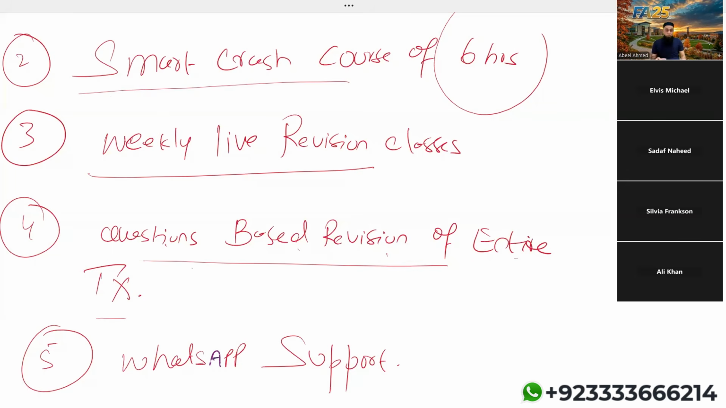So when we'll be doing weekly live revision classes, you are going to get the revision of entire taxation. But the good part is, entire taxation revision through questions. So automatically your practice question bank will increase, and it will increase in a great number.